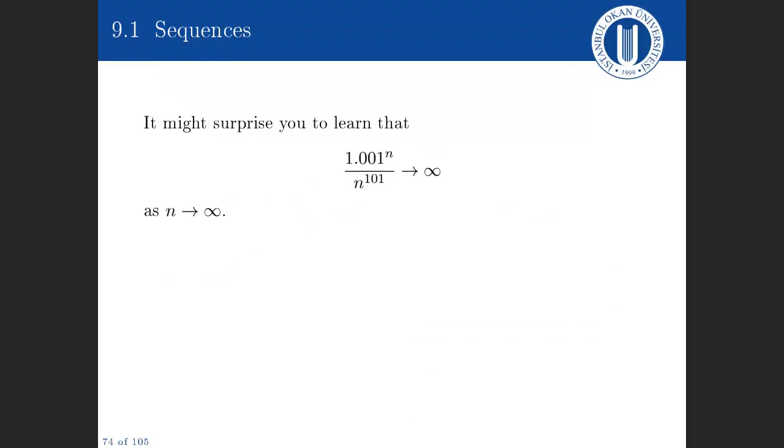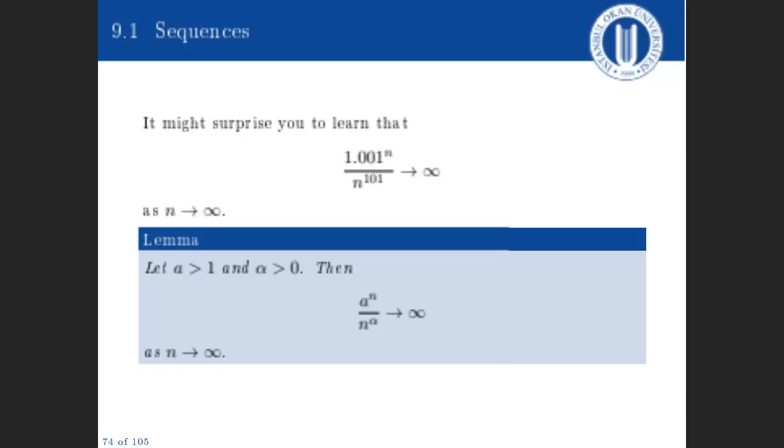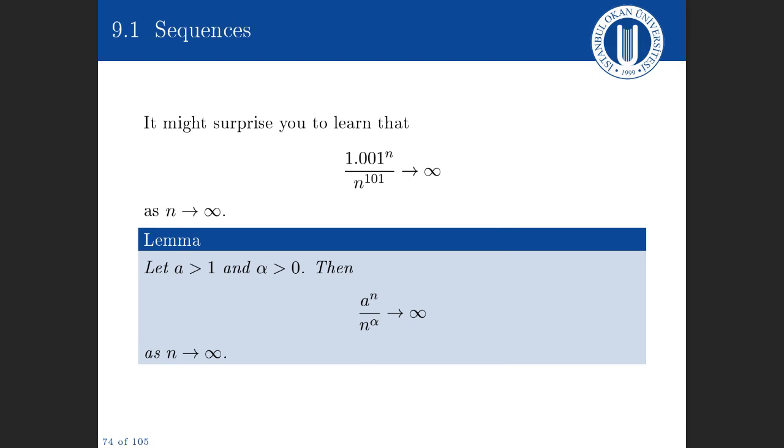It might surprise you to learn that the limit of this is actually infinity. So well done to the 6 people that correctly guessed infinity. Let's prove this. Let's suppose that a is greater than 1 and alpha is greater than 0. Then a to the power n divided by n to the power alpha converges to infinity as n tends to infinity.